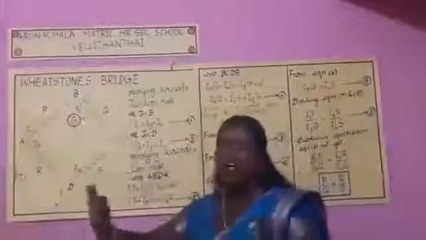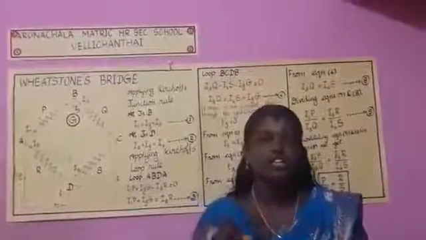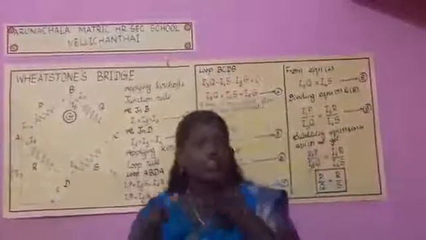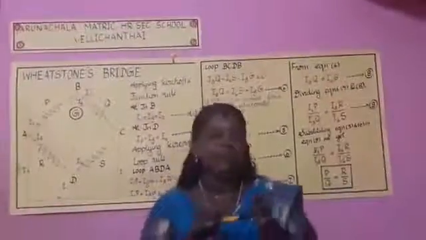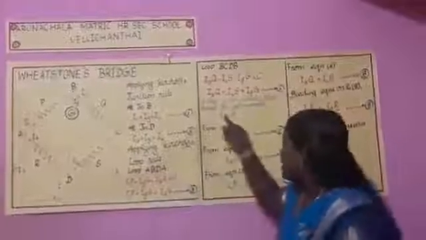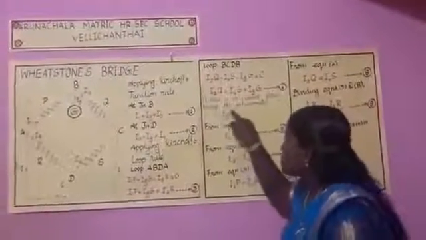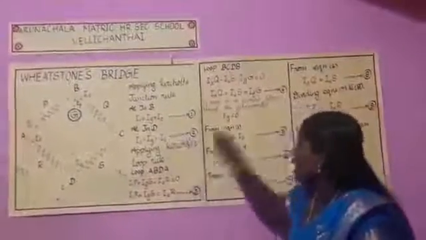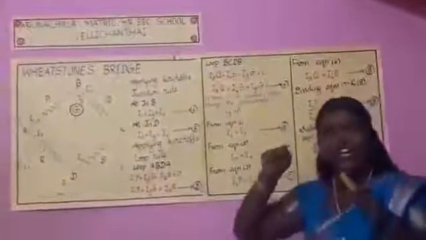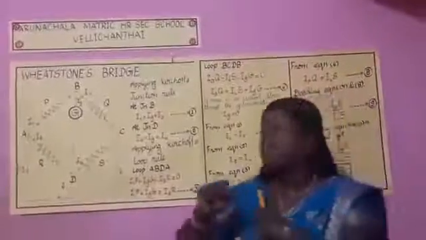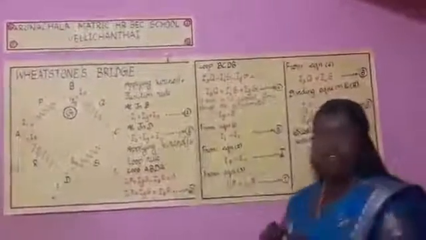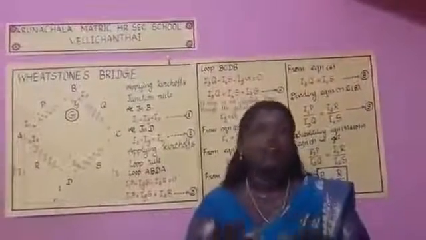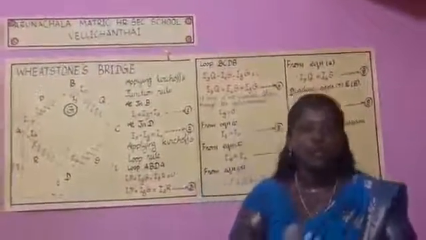Now there is no current in the galvanometer, so we consider Ig equal to 0. What is Ig? Galvanometer current. Okay, Ig equals 0. This value we substitute in equations number 1, 2, 3 and 4. Why are we substituting in these equations? Because if there is no current flowing through the galvanometer, Ig equals 0.